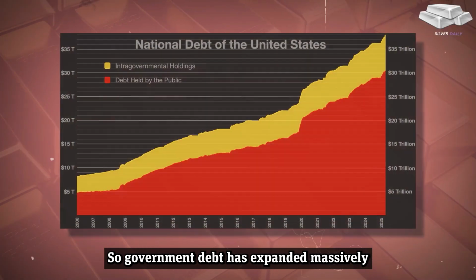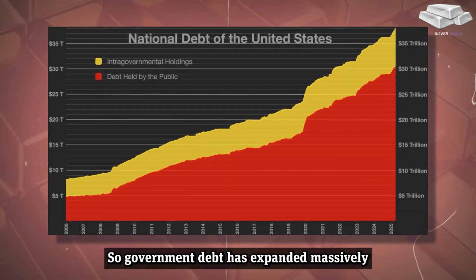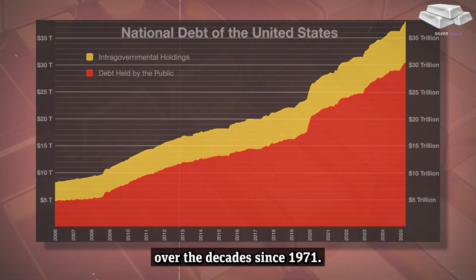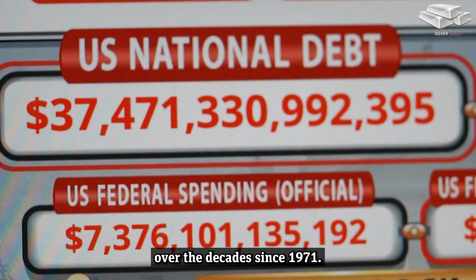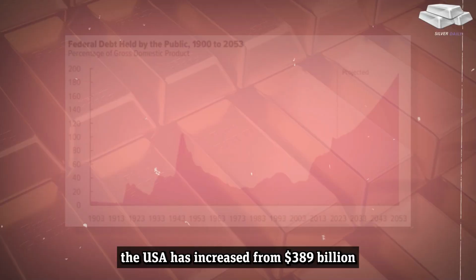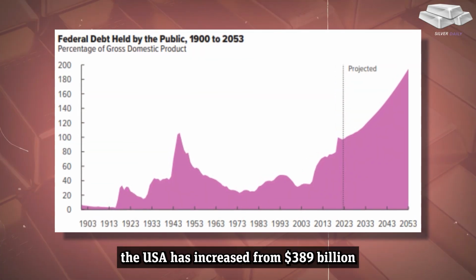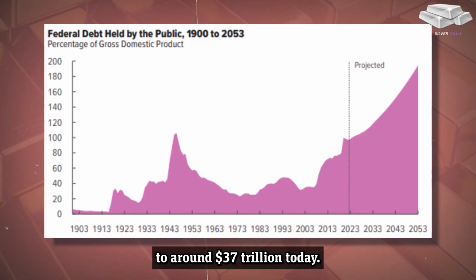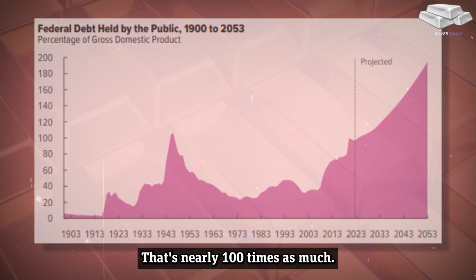So government debt has expanded massively over the decades. Since 1971, government debt, this is the USA, has increased from $389 billion to around $37 trillion today. That's nearly 100 times as much.